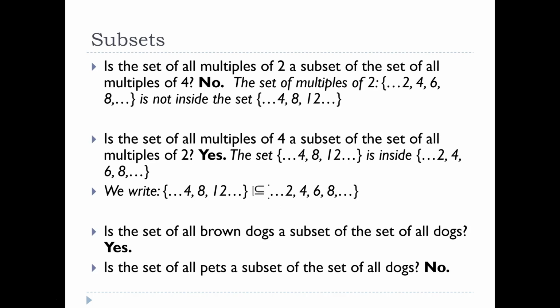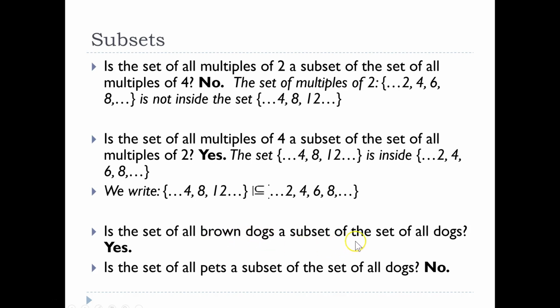So for the first one, the answer is no. It's actually the other way around, so the second one is correct. And you can see why, because if you list them, 2, 4, 6, 8, there's a lot of multiples of 2, and there are fewer multiples of 4. So if you look at the second example, you can find 4 in here. You can find 8 in here, and 12 is also in here if you keep going with the dot, dot, dots. So we would write the multiples of 4 is a subset of the multiples of 2.